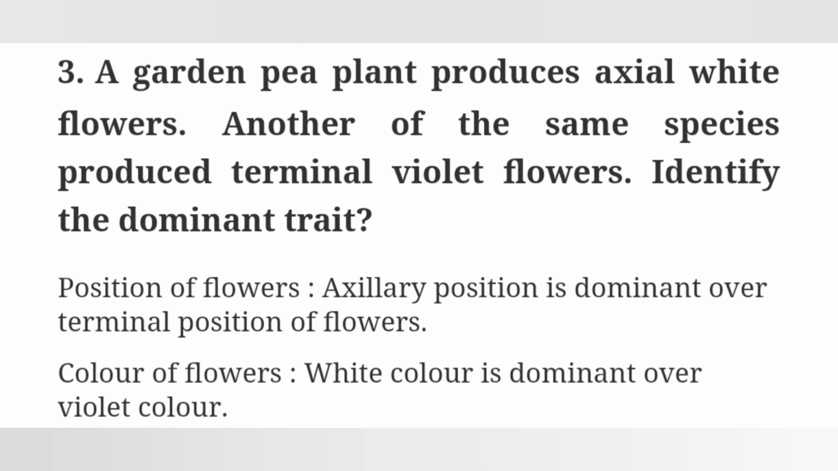Third question, a garden pea plant produces axial white flower. Another of the same species produced terminal violet flower. Identify the dominant trait. Answer, position of flowers. Axillary position is dominant over terminal position of flowers. Next one, color of flowers. White color is dominant over violet color.